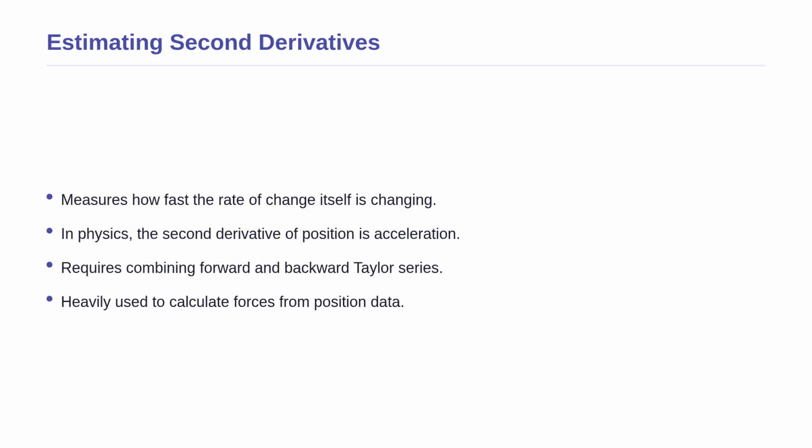To find this numerically, we cannot just subtract our Taylor series. We must add the forward and backward Taylor series together. This technique isolates the second derivative term, allowing us to estimate acceleration using only discrete position data. This is heavily used in engineering to calculate forces and impacts when only raw GPS or sensor coordinates are available.